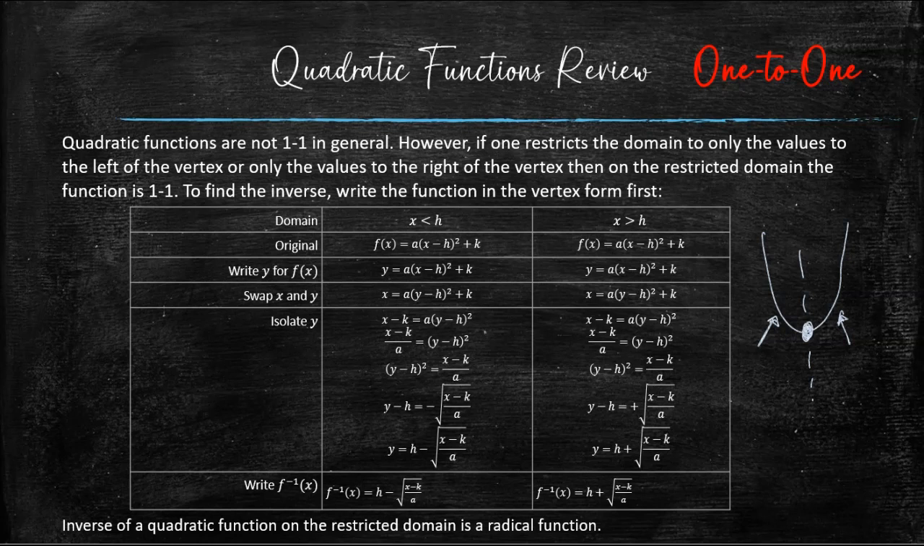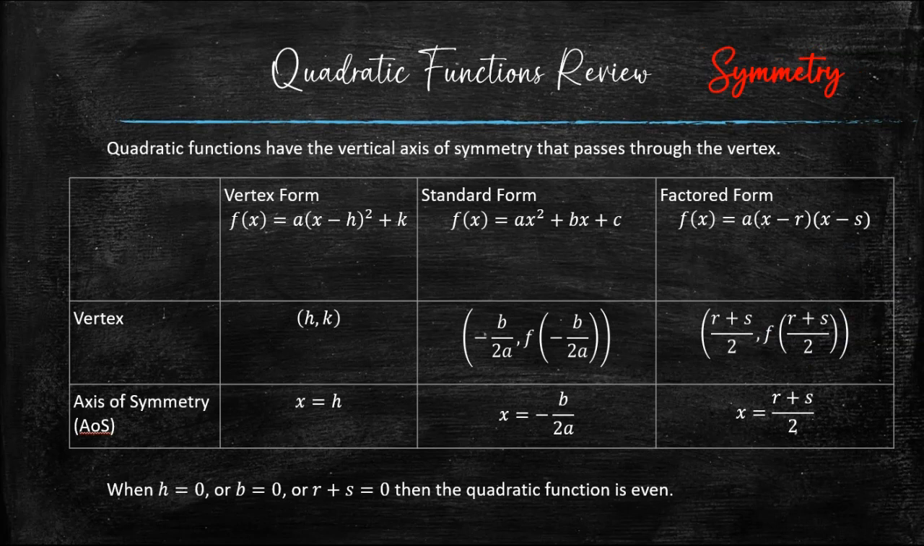Now, when it comes to symmetry, quadratic functions do have what we call the axis of symmetry, but in general, we may not be able to classify it as even or odd. So we only call quadratic functions even when one of the following conditions, I guess they're all satisfied at the same time, right?